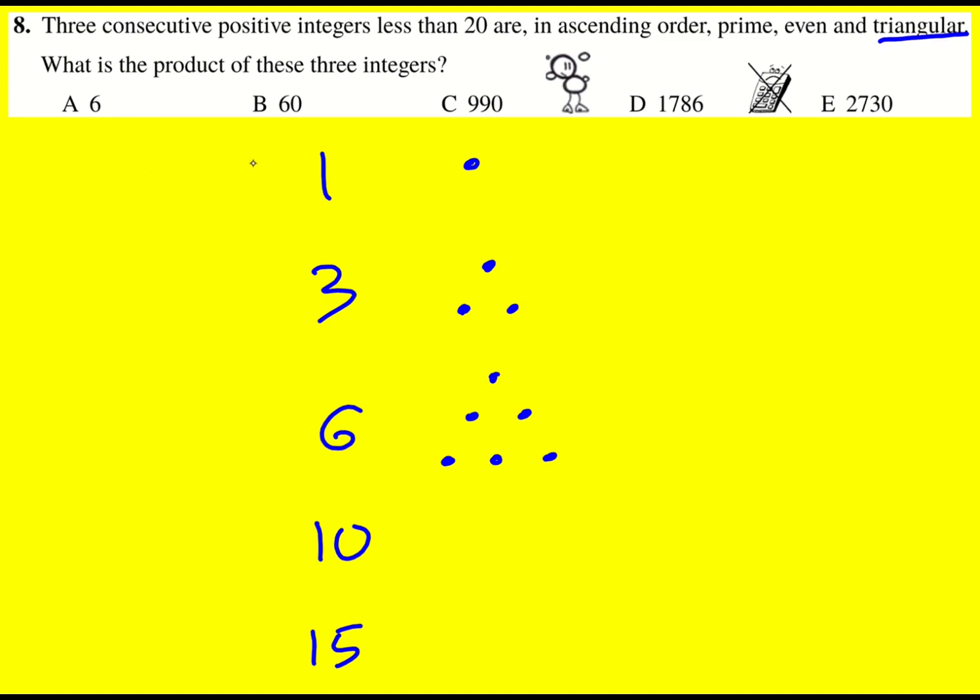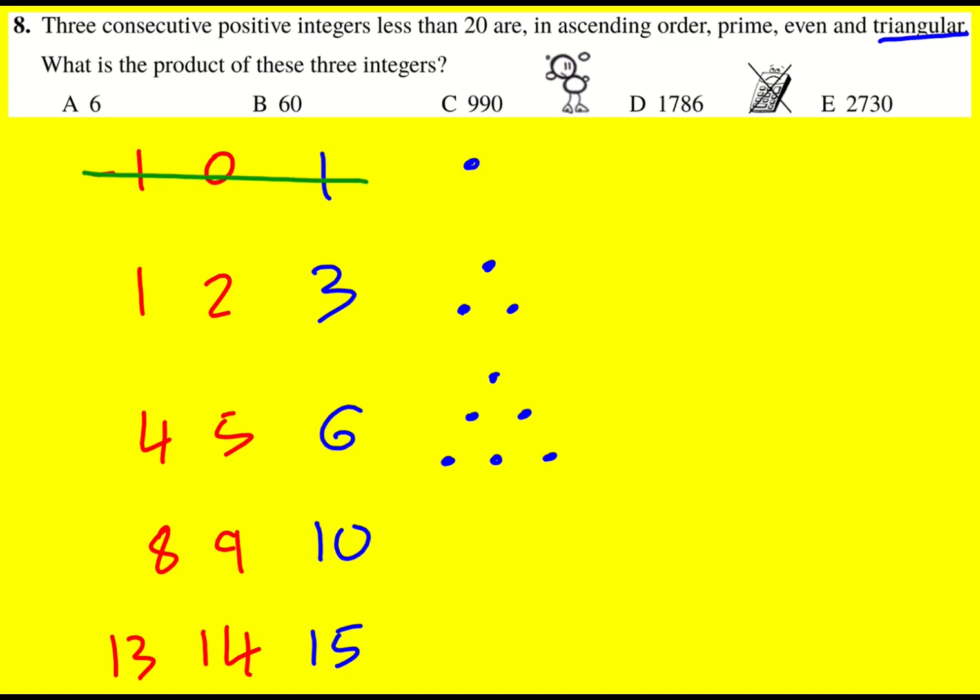So I'm then going to write down the ones that go before it. So it would be -1, 0, or my consecutive numbers, 1, 2, 4, 5, 8, 9, and then 13, 14. So now we can just quickly check which ones work. Well, they have to be positive, so we can rule out that one.